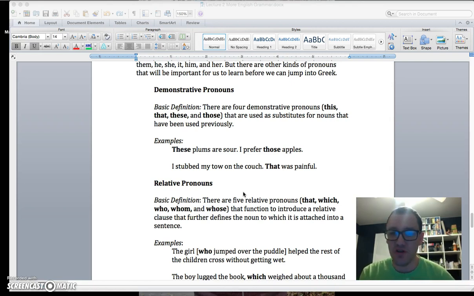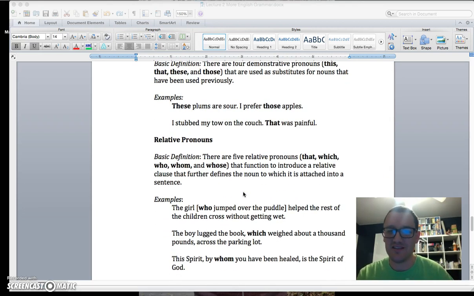If it's a person, it's generally "who." If it is an inanimate object, as you're about to see in the next example, it's something like "which" or "that." The boy lugged the book, which weighed about 1,000 pounds, across the parking lot. Once again, the boy lugged the book across the parking lot is the main sentence. The relative clause is about the book itself, and it's telling you something about it, right? That it weighed about 1,000 pounds.